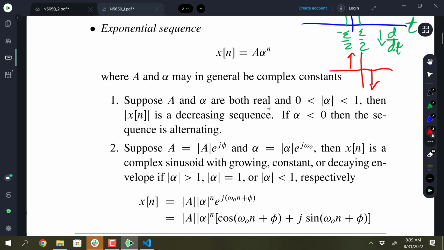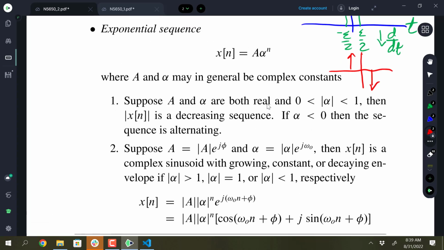Okay, the next waveform I want to go through is the exponential sequence. And this one has intriguing possibilities that will linger on for a while, and we'll get back to more when we talk about the discrete time Fourier transform, or DFT, which then leads to the FFT. So the exponential sequence has got this form. A is the amplitude, alpha is a constant, and n is the time index.